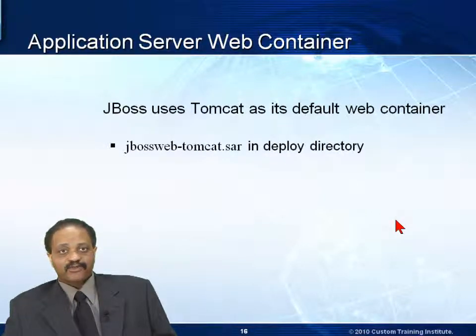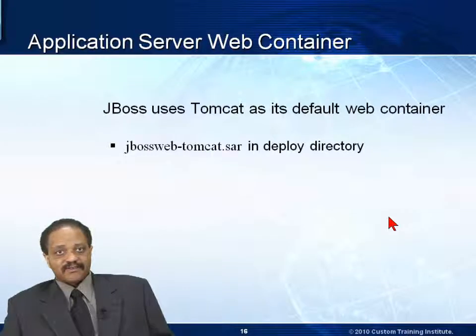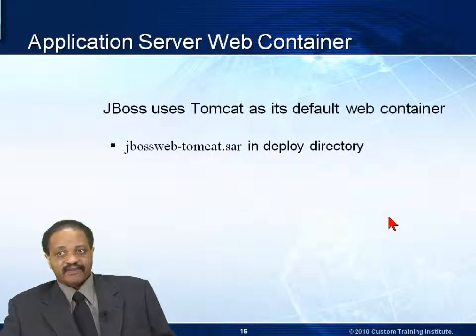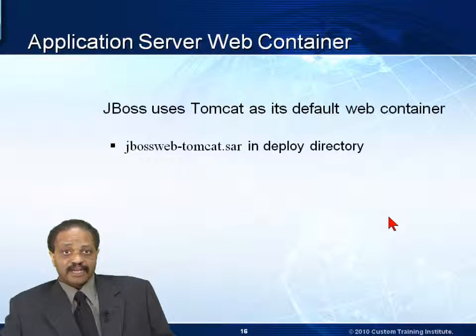It's handled through JBoss web-tomcat.sar, system archive file in the deployment directory. Basically, look for that file in the deploy directory, and that's basically a self-contained version of Tomcat. So what that means is when you install JBoss, simply look for that file in the deployment directory, and if you've got that, then you really don't need to be running a second version of Tomcat because you've got Tomcat already there.